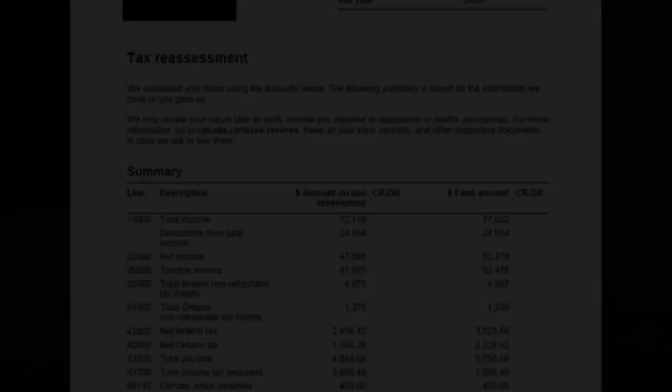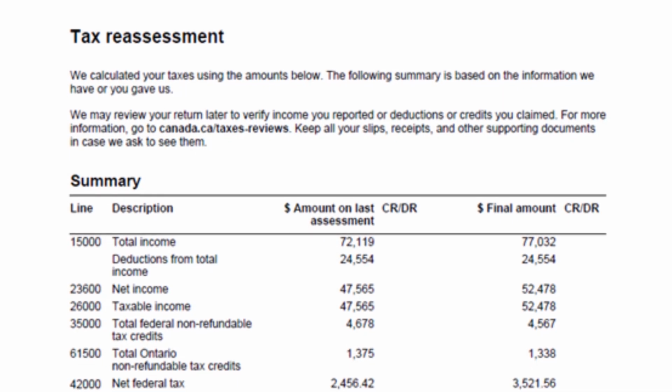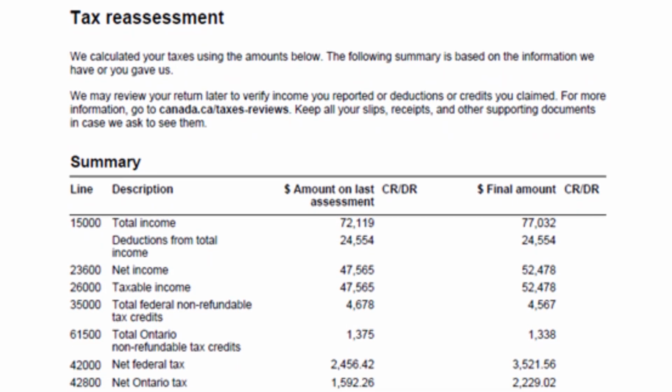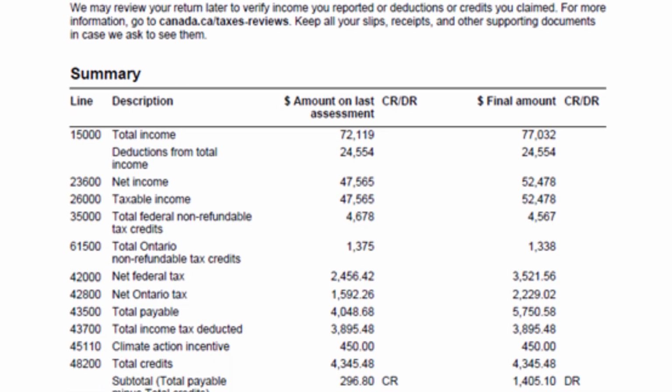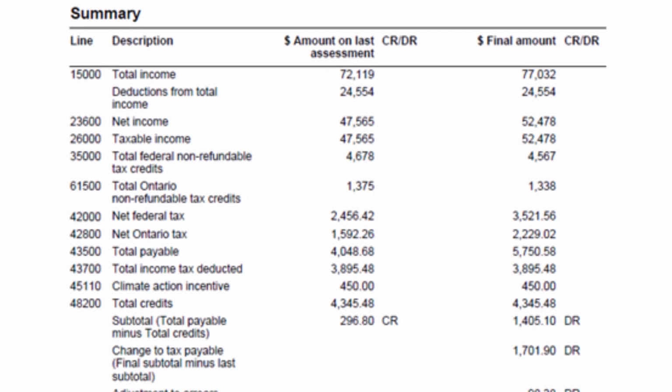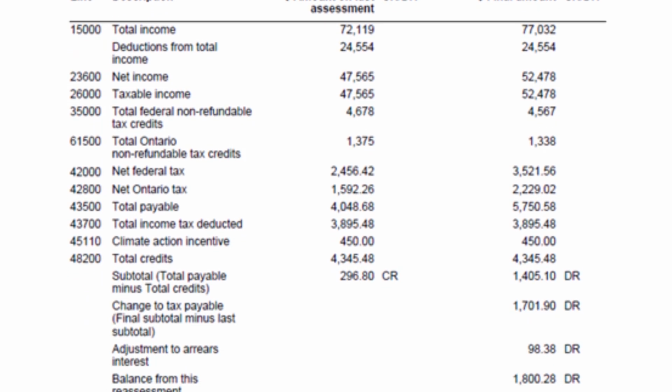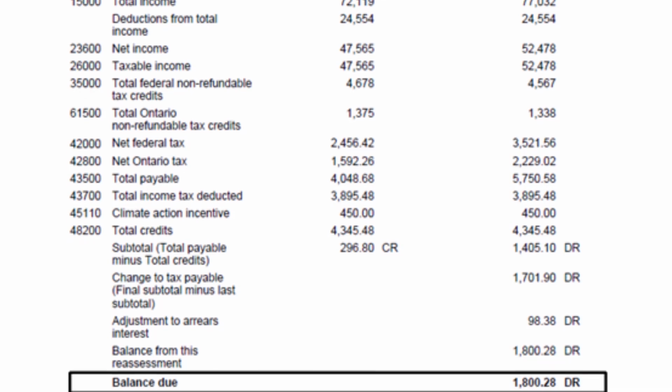The next place you really want to focus is on this list of numbers, this dual column of numbers. A lot of people skip past this part because it looks a bit technical and a bit daunting. You really have to look at this in order to understand what the notice of assessment is really about.